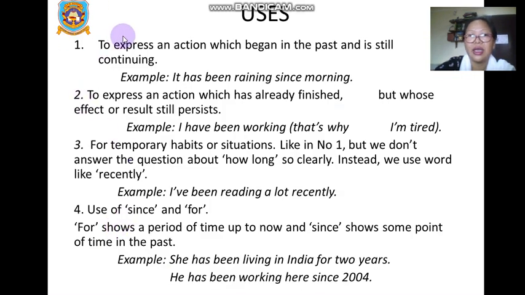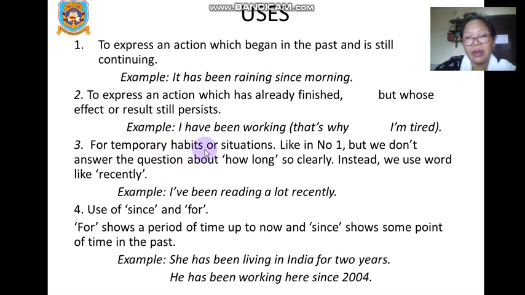All right, now the uses. We use present perfect continuous to express an action which began in the past and is still continuing. It has been raining since morning. We use it to express an action which has already finished but whose result or effect still persists. That means I have been working, that is why I am tired.